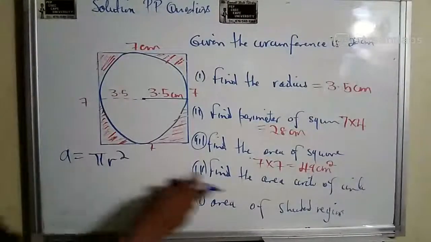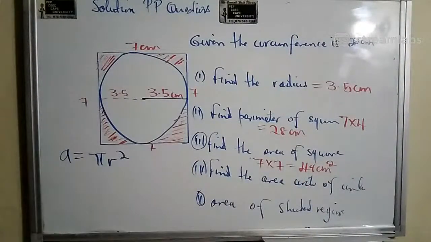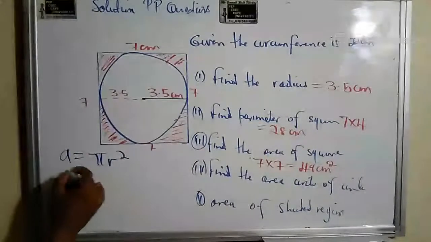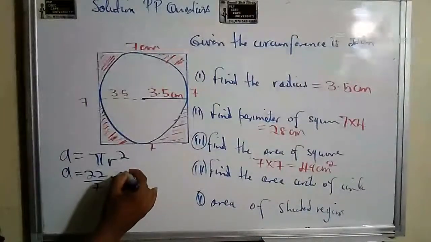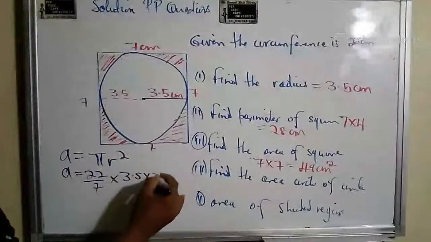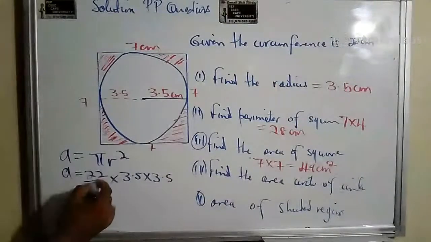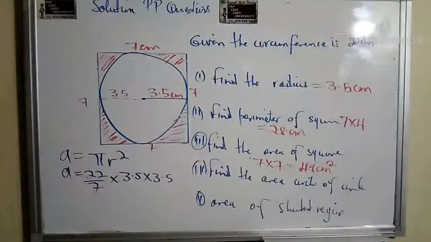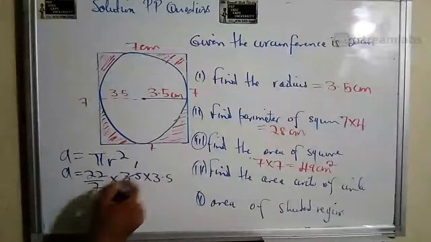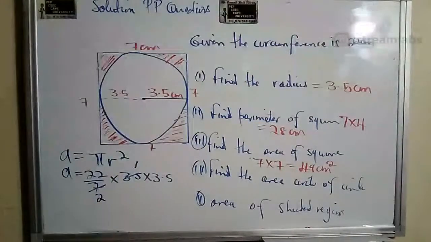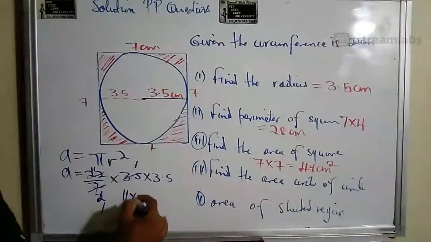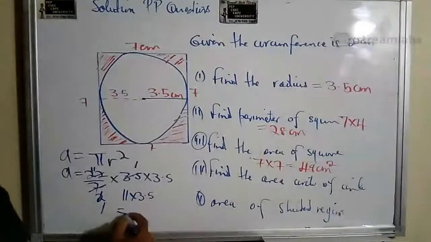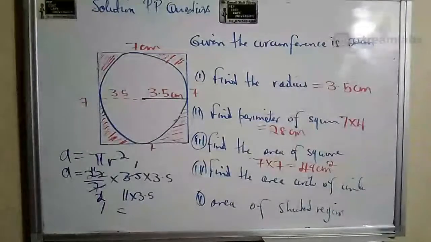Alright, so let us go now. Find the area of a circle. So let us put in what we know. We know that pi can be used as 22 over 7, times 3.5 times 3.5. So this into this goes 1, this into this goes 2, 22 divided by 2 is 11. So it's 11 times 3.5. Just punch this in a calculator. I think it's 38.5. Well, let me just check for sure.